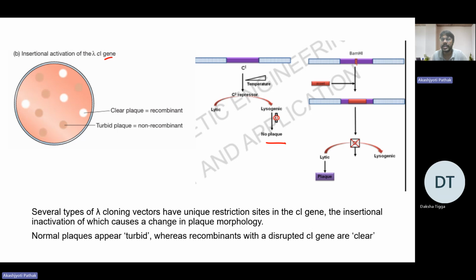But if you have inserted your gene of interest within this CI gene, then what will happen? This CI gene will no longer remain active. So now this CI gene cannot maintain the phage within the bacterial genome, isn't it? It will no longer be able to maintain it, and now your lytic will no longer get converted into lysogenic, and it will become lytic now. Okay, the lysogenic state cannot be maintained, and you will get plaques.